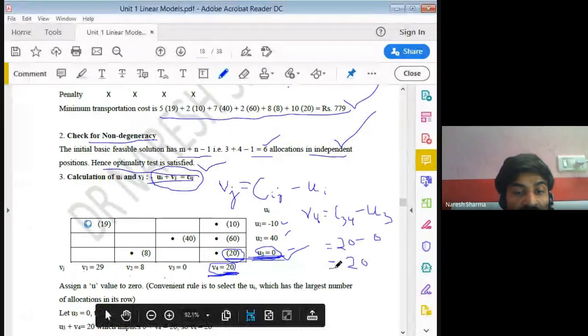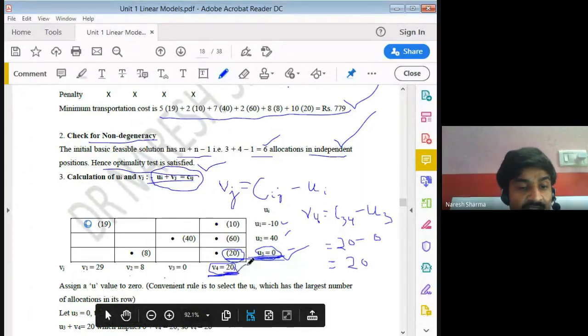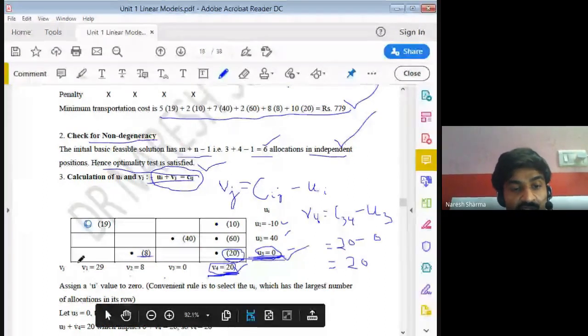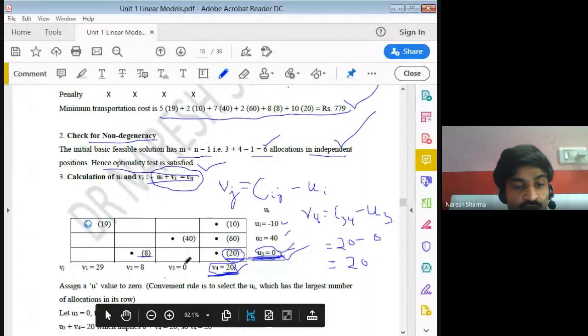So 20 minus U3 is 0, sorry, 20 minus 0 is your V4, which is 20. Similarly, you can calculate this also, because in this complete row you can find it for all allocations which lie in the third row. So here your cost value is 8. 8 minus U3, that is 8 minus 0, is 8. So V2 you get is 8.